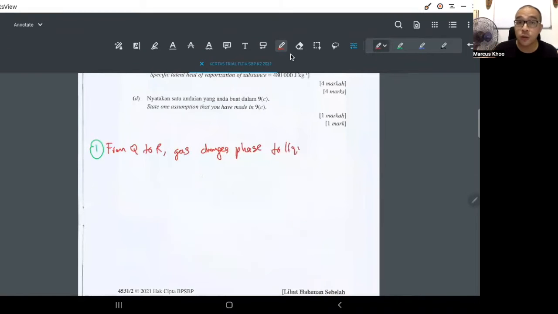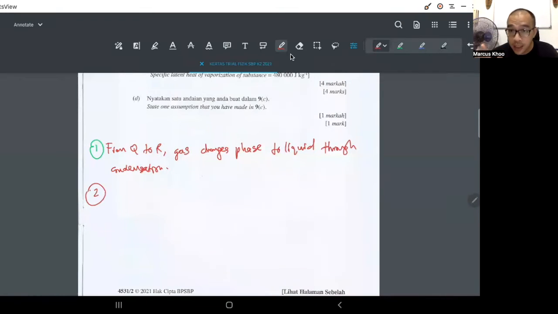And it'll be good for you to add the name of the process of gas changing to liquid, which is condensation. Melalui kondensasi. Gas changes phase to liquid through condensation. Okay, point number 1.